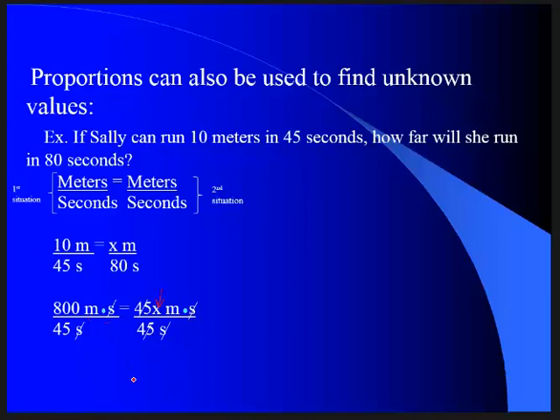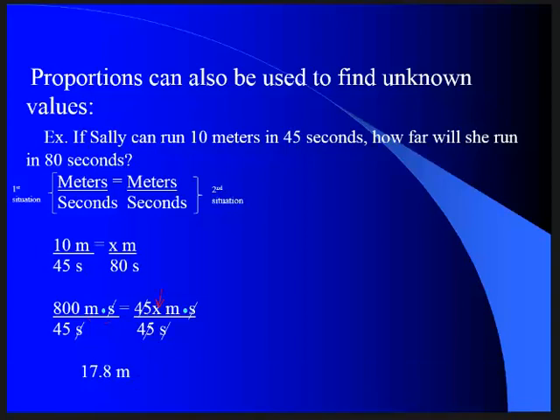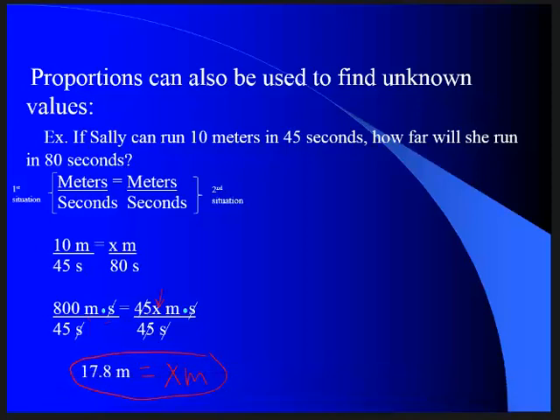So what is left? What is left is 800 divided by 45, and I have meters. Then over here I have x meters. So when I do the division, 800 divided by 45, I get 17.8 meters equals, on the other side here, x meters. So how far can she run? She can run 17.8 meters. So use your cross products.